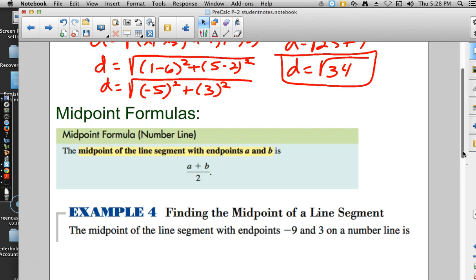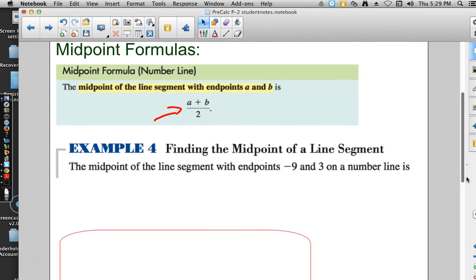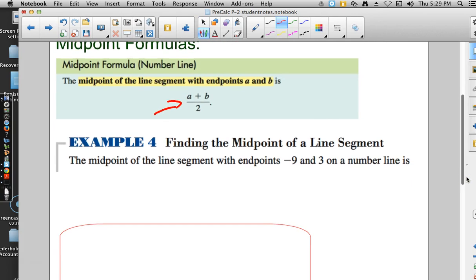Midpoint formulas. Midpoint, it's the average. I mean, that's what it is. It's midway between. So the midpoint formula on the number line means we're just going to take the 2 numbers that we see, add them together, and divide by 2. That's it. So down here it says, finding the midpoint of a line segment. And the line segment means it's one-dimensional. And it says the midpoint of a line segment with endpoints -9 and 3 on a number line is blank.